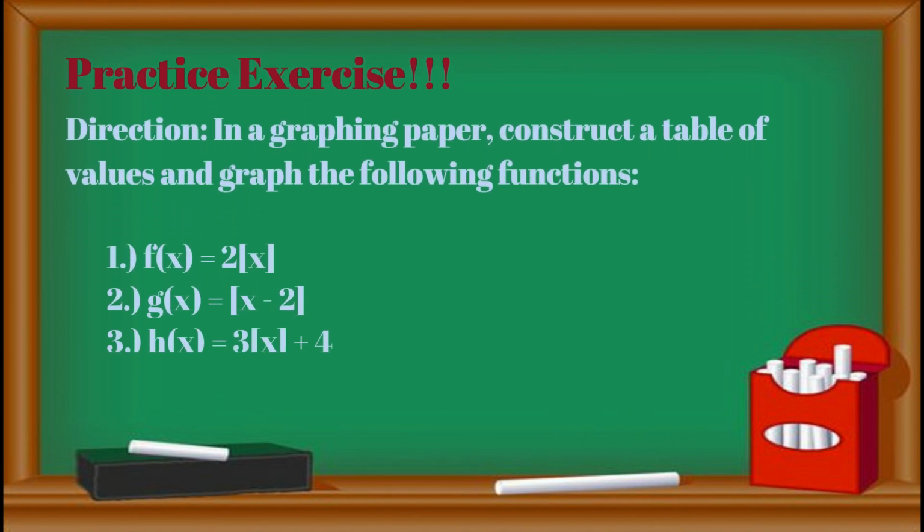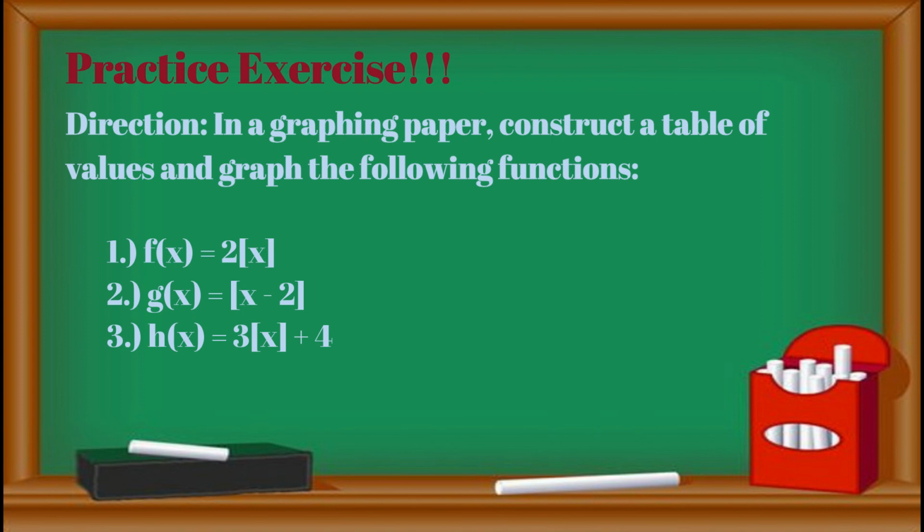For your activity, in a graphing paper, construct a table of values and graph the following functions. Number 1. f of x is equal to 2 times the greatest integer less than or equal to x. Number 2. g of x is equal to the greatest integer less than or equal to x minus 2. Number 3. h of x is equal to 3 times the greatest integer less than or equal to x plus 4.